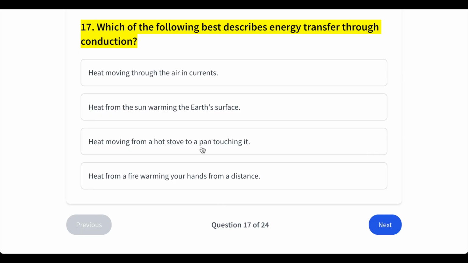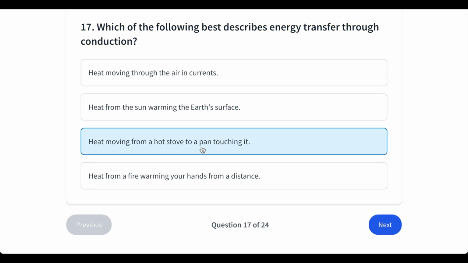Heat moving from a hot stove to a pan touching it would be the correct answer, because conduction is specifically defined as the transfer of heat through direct contact. So, heat moving from a hot stove to a pan touching it.